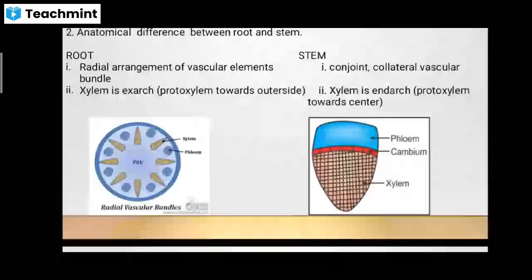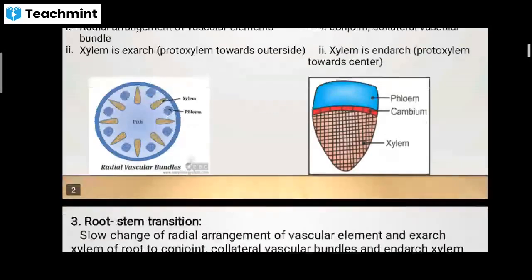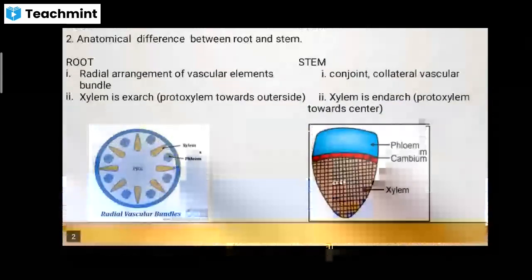And in endarch, protoxylem is towards the center. That means the mature xylem vessels are present at the center, and young xylem vessels are present at the periphery. So these are the two main differences between root and stem anatomically. How these changes take place, we have discussed here.